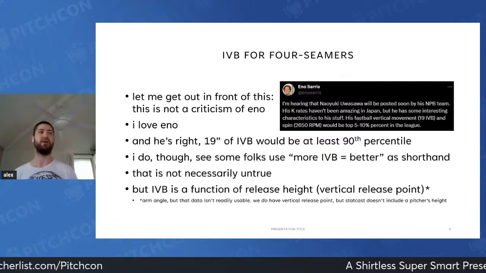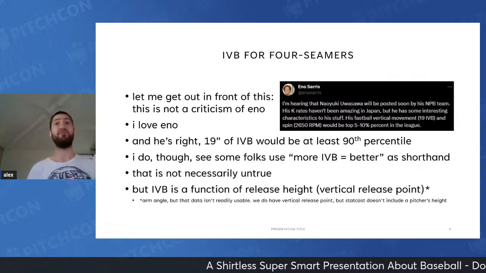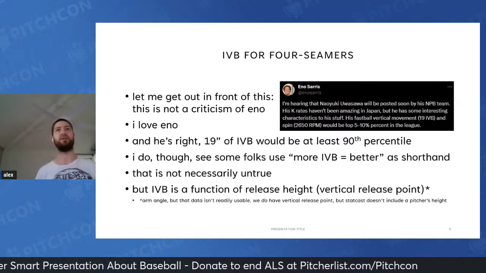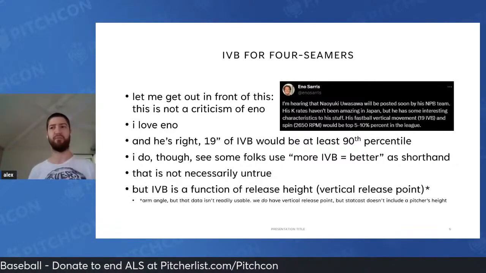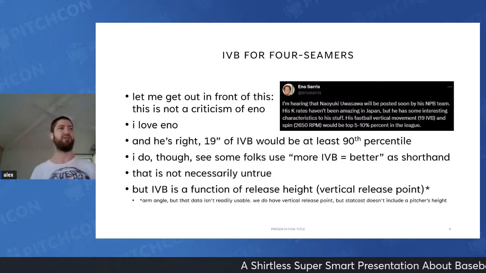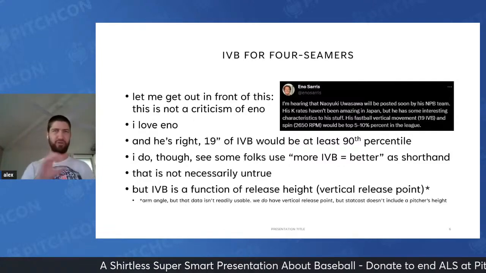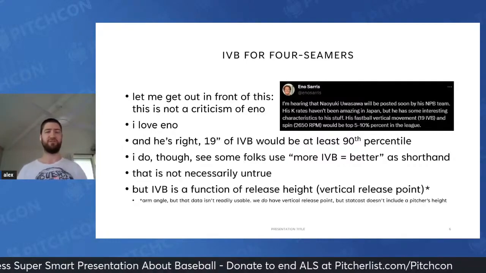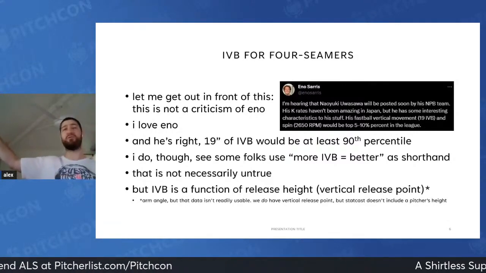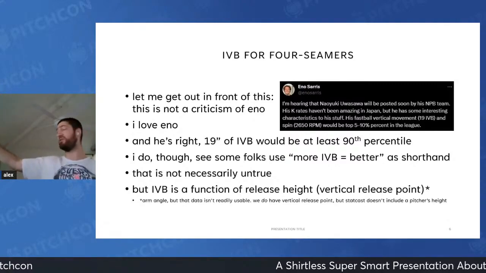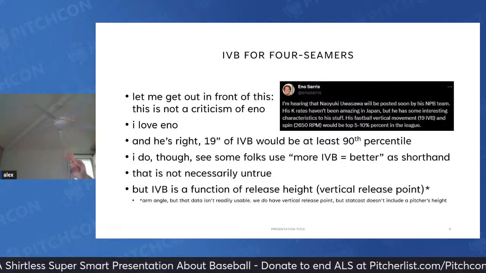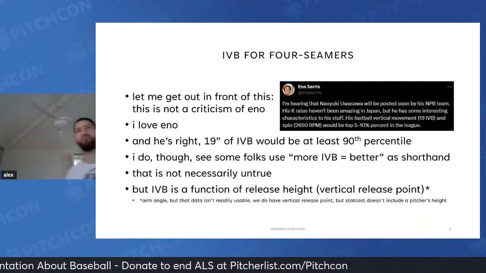But it's really important to know that IVB is a function of vertical release point, or AKA release height. So there are physical limitations to what a pitcher can achieve from his arm angle or from his vertical release point. Now, I have an asterisk down here and I say arm angle, and I think it's a really important distinction to make, but we just don't have the data for it. But there's a difference between Randy Johnson throwing sidearm and me throwing from three quarters. That's probably the same exact release point, Randy Johnson's fastball, my fastball, but those are totally different arm angles.